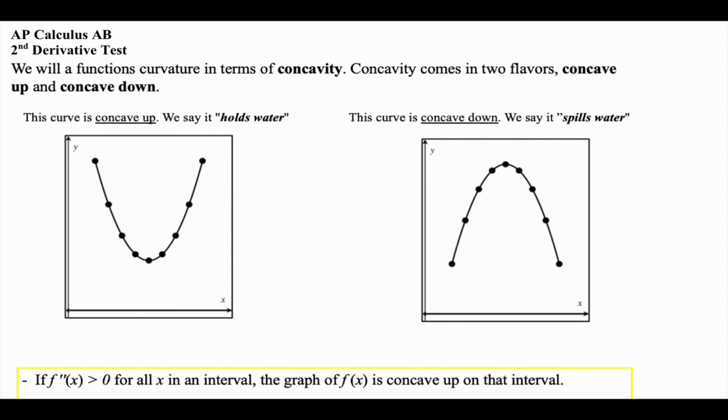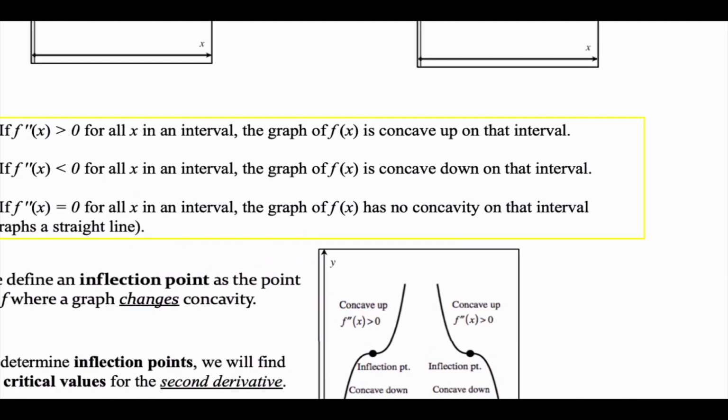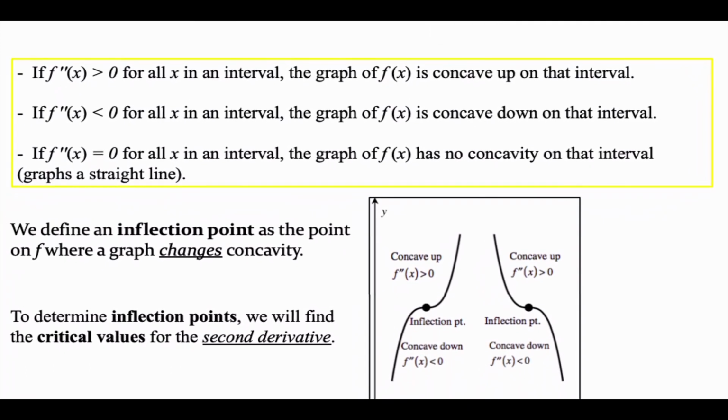Okay, so that's what the second derivative test will tell us. Is the function concave up or concave down? Which one does it fit? It works the same way that the first derivative test does. If the second derivative is positive, it's concave up. If the second derivative is negative, concave down. If the second derivative is zero, it's neither concave up nor concave down. It's what we call an inflection point.